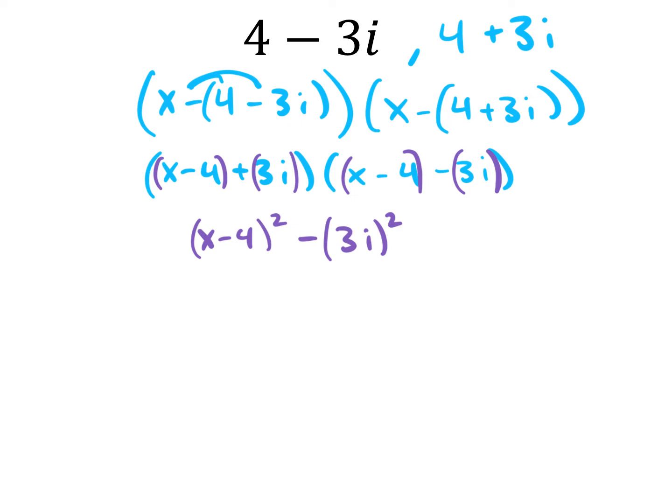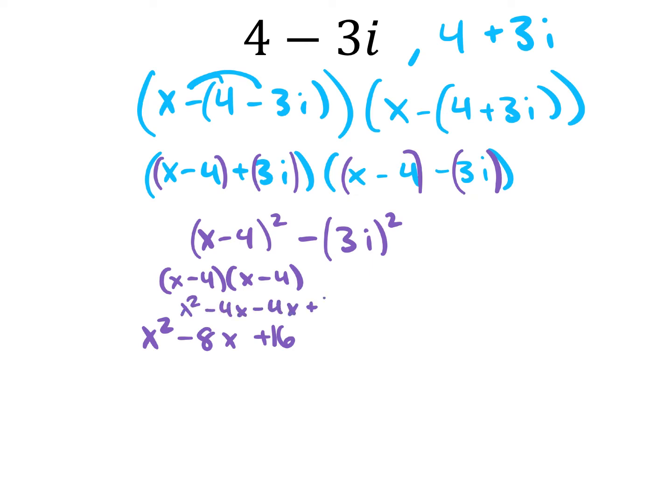So now I have to do x minus 4 squared. You can't just distribute the squared. It has to be x minus 4 times x minus 4. And we have to FOIL this out. So that would be x squared minus 8x plus 16. I skipped a step, but it became x squared minus 4x minus 4x plus 16. So I just combined my like terms there. And then when I distribute the squared here, this would be minus 9i squared.